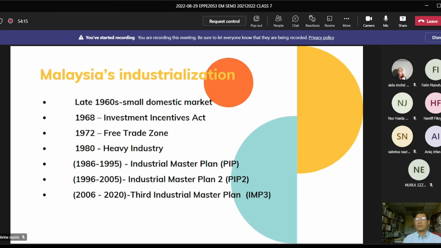And this one, I must mention to you, you must listen carefully. For Malaysia's industrialization, it began with, very important, the Pioneer Ordinance. The Pioneer Ordinance of 1958. Okay? Pioneer Ordinance.